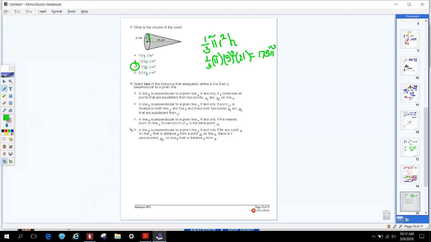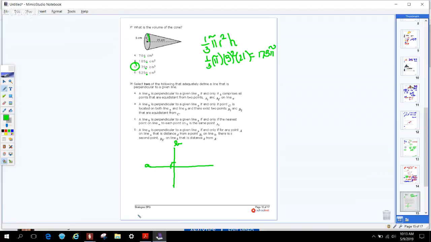Okay. Select two of the following that adequately define a line that is perpendicular to a given line. So here's a line, here it's perpendicular. A line B is perpendicular to a line A if and only if B comprises all the points equidistant from A1 and A2.